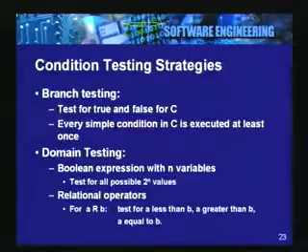Or you could take a more exhaustive approach and say that if you have a Boolean expression with n variables, test for all possible 2 raised to n values. So, this gives you all possible values. For example, if you have A, B and C, we will just make a simple table.